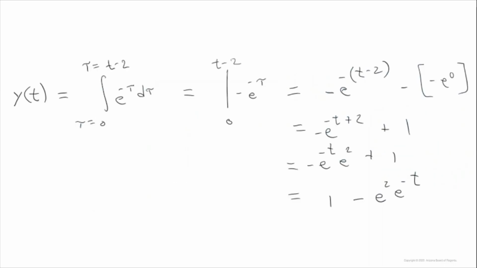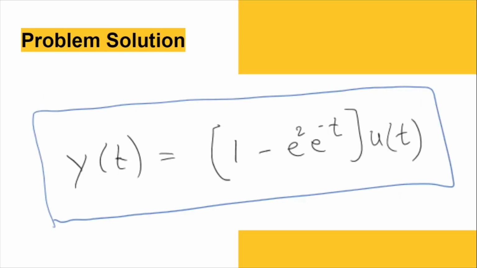Now that we have our limits of integration, we can plug them into our formula and solve. This will lead us to our final answer. Remember to include u of t at the end because we know there will be no output before t equals 0.